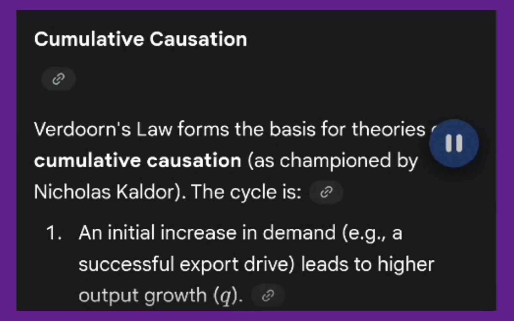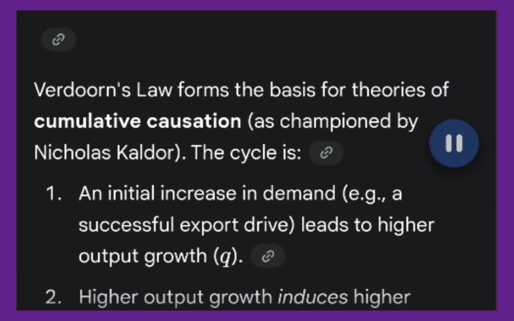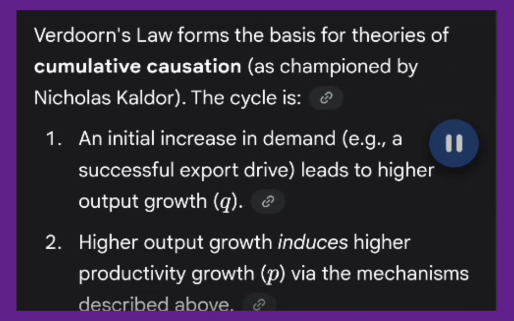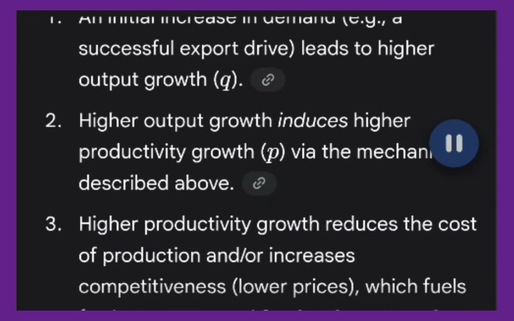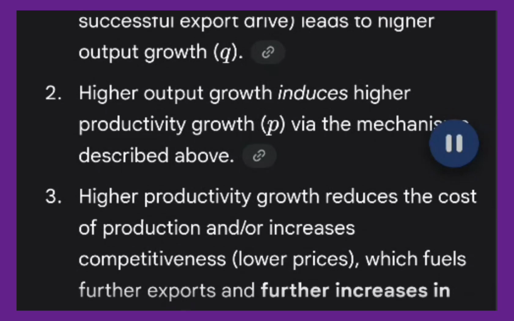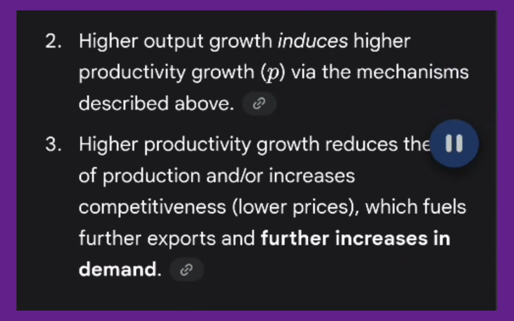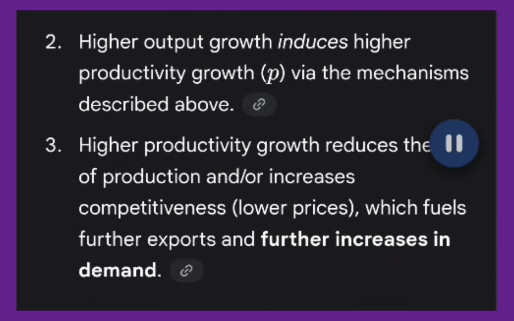Cumulative causation. Verdoorn's law forms the basis for theories of cumulative causation, as championed by Nicholas Kaldor. The cycle is: an initial increase in demand, e.g., a successful export drive, leads to higher output growth, Q. Higher output growth induces higher productivity growth, P, via the mechanisms described above.